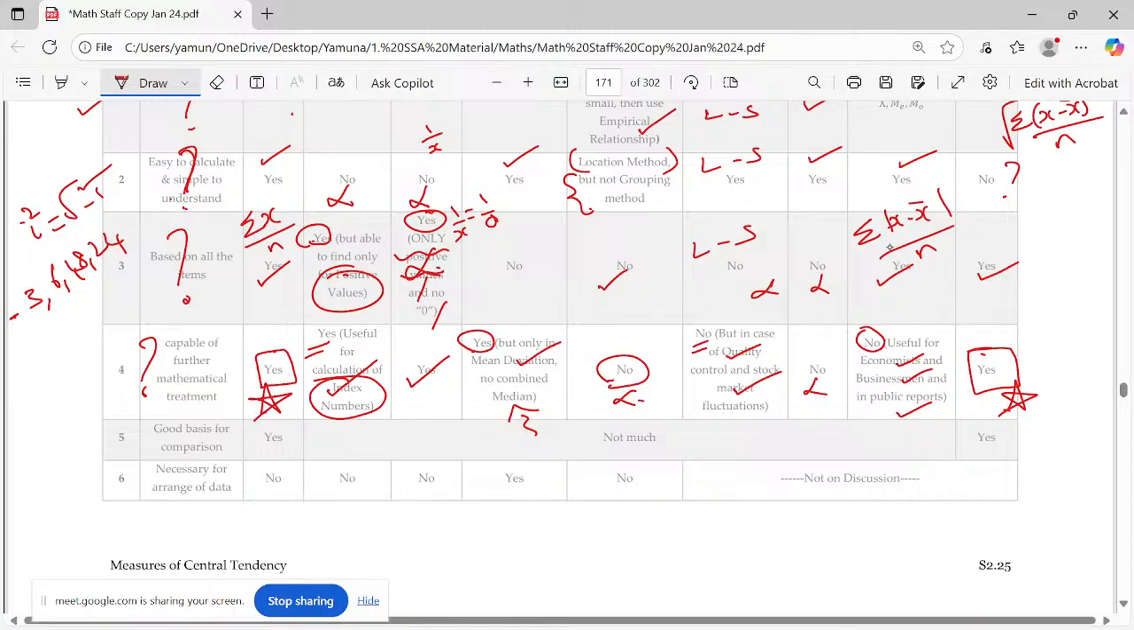We use it. That's why we are going to take this as a better measure. I'll go for the fifth one. Let me finish off the 6 points, then I'll give you some time. Fifth one, is it a good basis for comparison? Please ask the question. Is it a good basis of comparison?